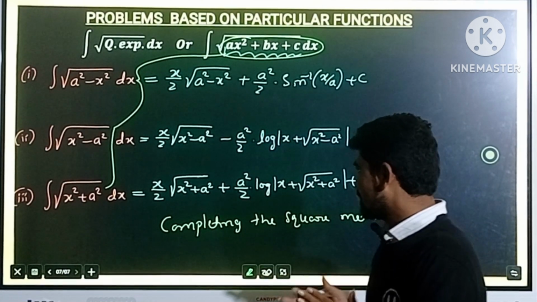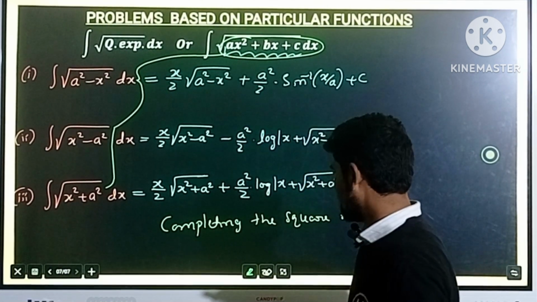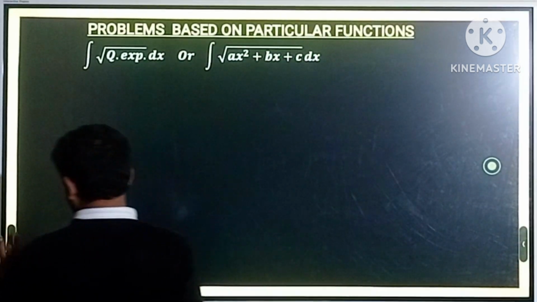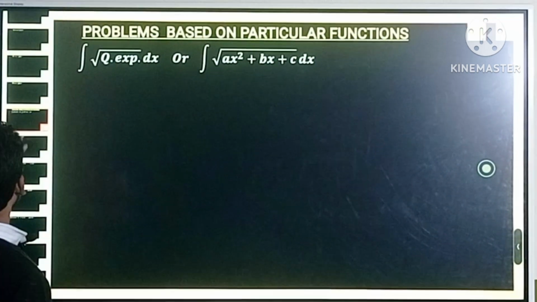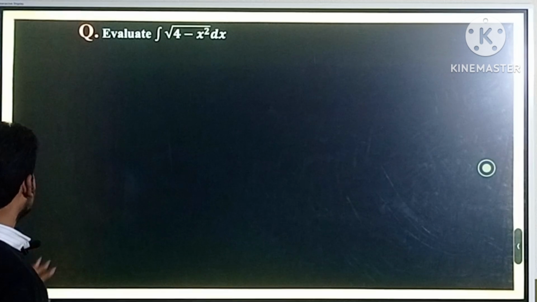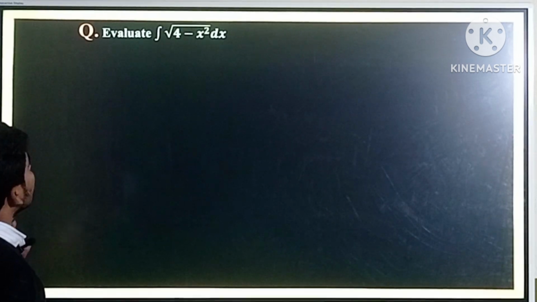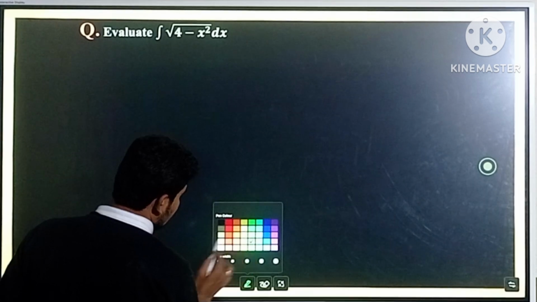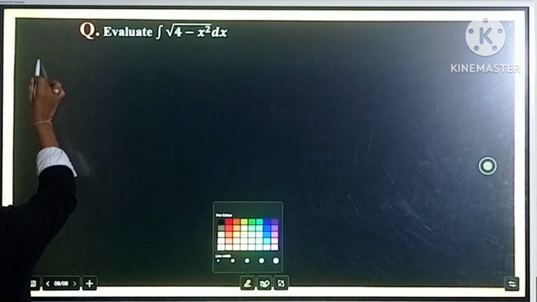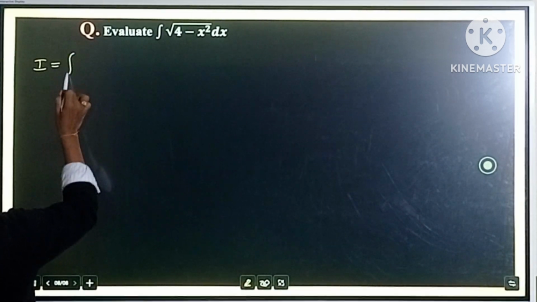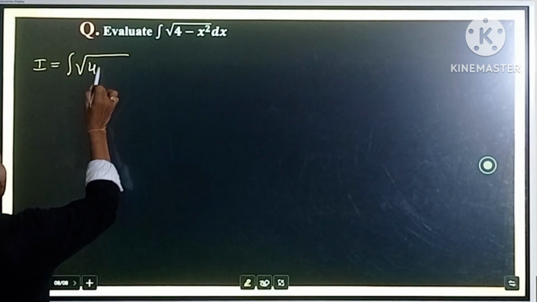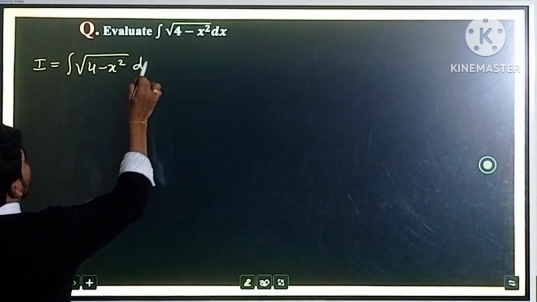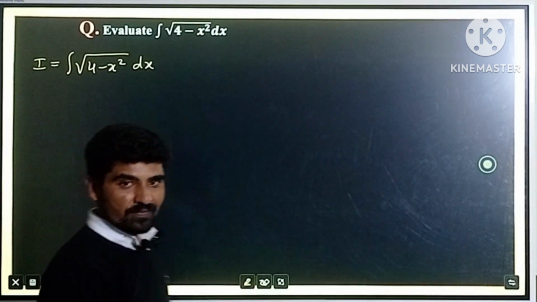So let's start the problems based on this particular function. The first question is: evaluate integration of square root of 4 minus x square with respect to x. Let us consider the given integration problem is I. So I is equal to integration of square root of 4 minus x square with respect to x.